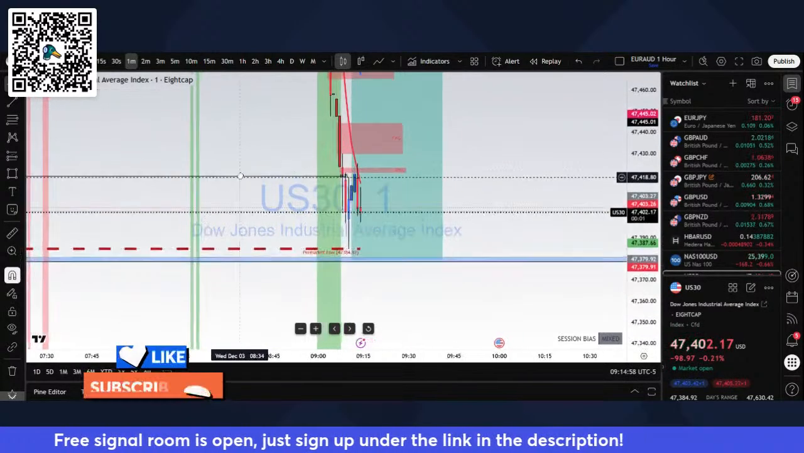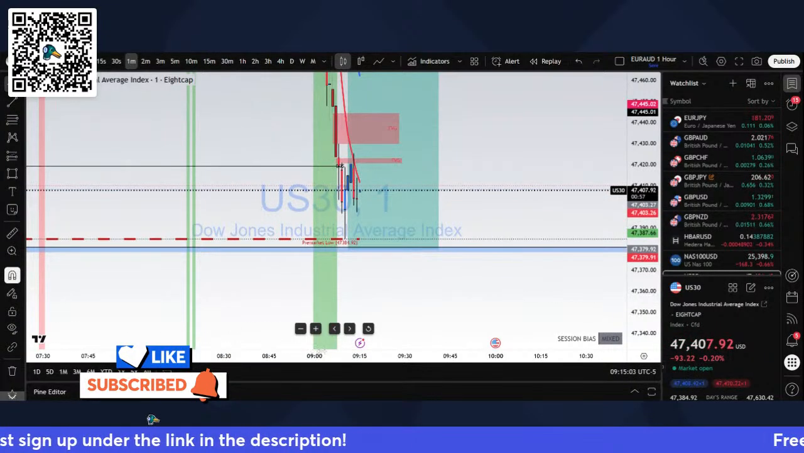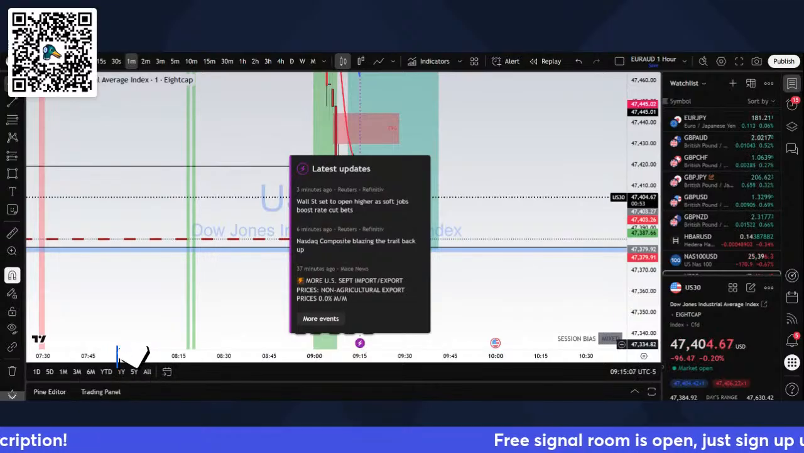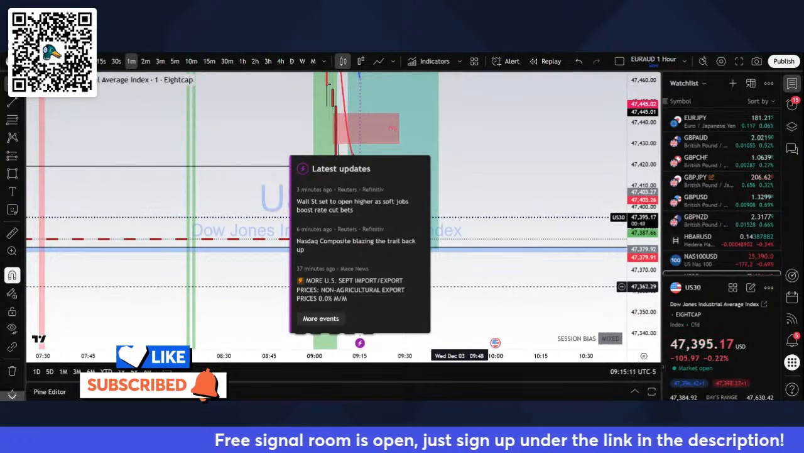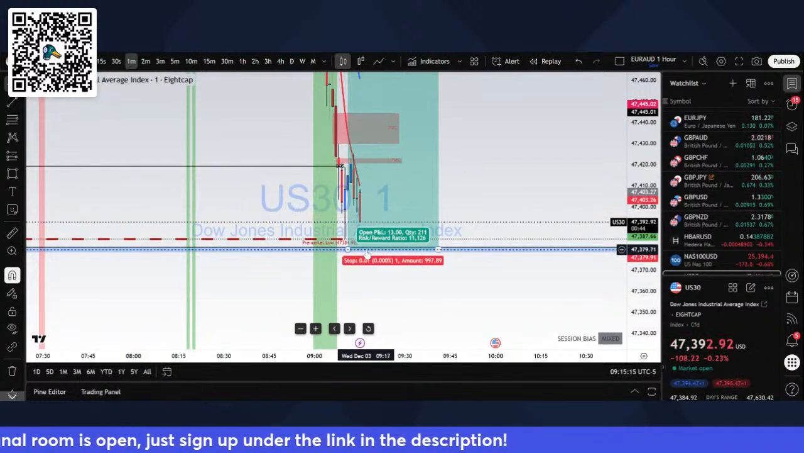Wow, let's see what happens. I should have paid attention to that maybe, huh? Let's see what this thing says. Wall Street set to open higher. Rate cut bets. All right, good. All right, we might get our entry here, guys.